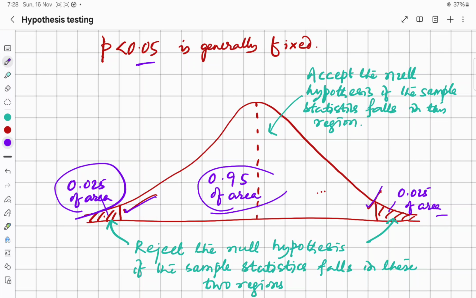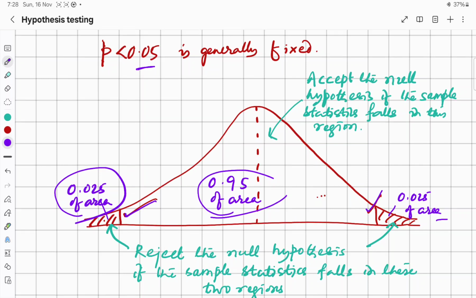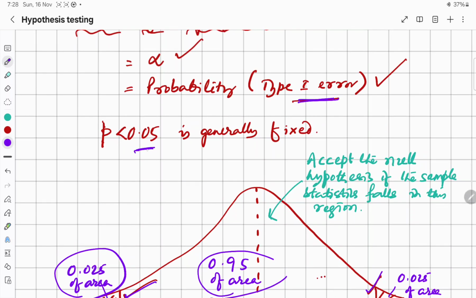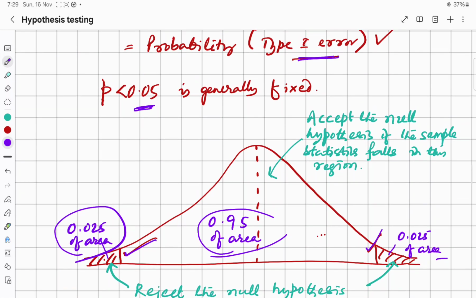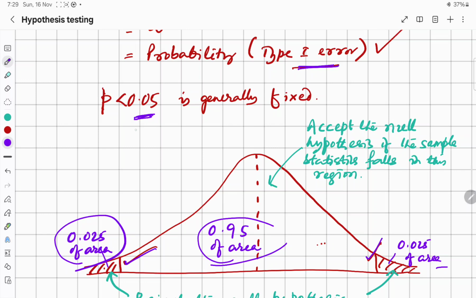So in most statistical tests, the level of significance is generally fixed at 5%. This means that the probability of accepting a true hypothesis is 95%. Okay, and this 0.05 means 5 by 100. So usually we express it as a percentage.